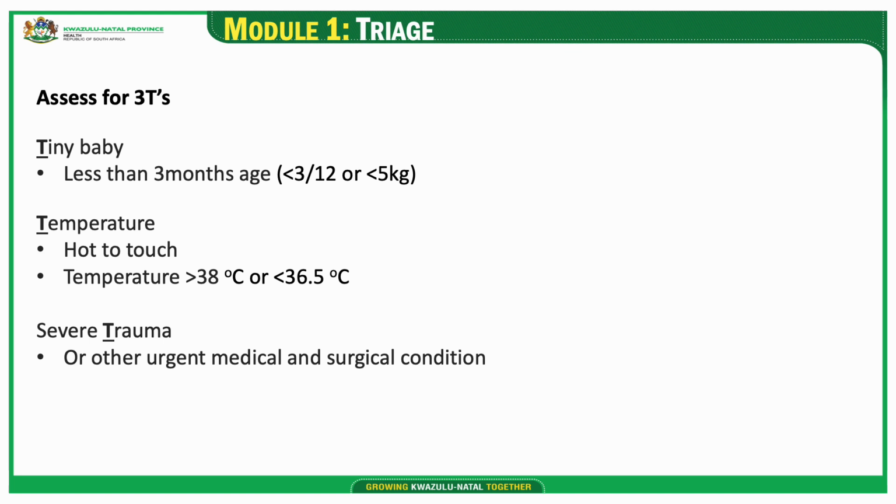These babies are extremely vulnerable, therefore we don't want them sitting in the queue for a long time, as they may become hungry or cold, and we also don't want them sitting next to children with other infections. So we move them to the front of the queue so that they can be assessed quickly and either admitted or sent home. A child with a high or low temperature would be classified as a priority patient, and a child with severe trauma or other urgent medical or surgical condition.